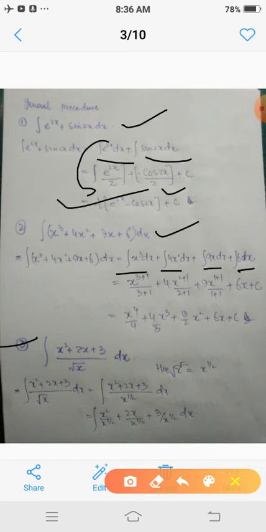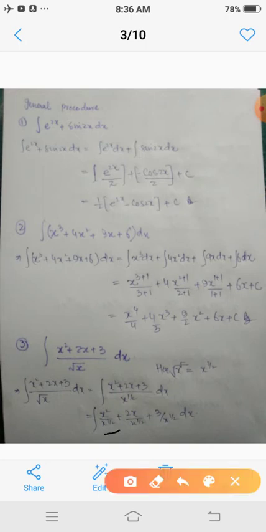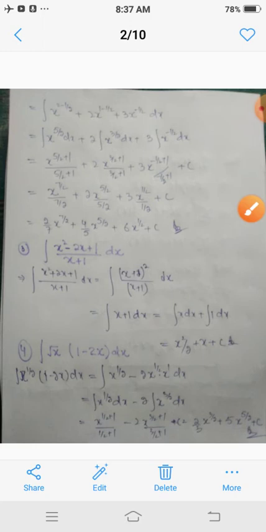So simply we can write this as x square into x raised to power minus 1 by 2, because by shifting x raised to power 1 by 2 to the numerator, its sign in the power will change. Here it is plus 1 by 2 in the denominator, in the numerator it will become minus 1 by 2. So we simply get x raised to power 2 minus 1 by 2, plus 2x^(1 minus 1 by 2), plus 3x raised to power minus 1 by 2 dx, which is x raised to power 5 by 2.